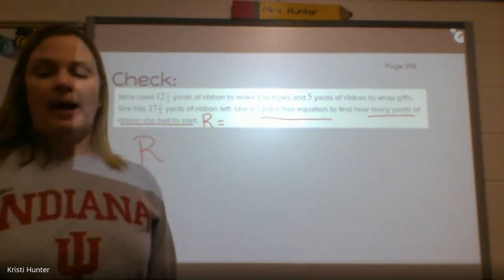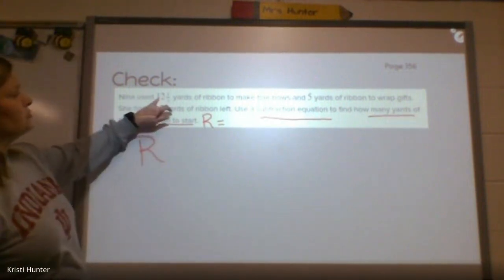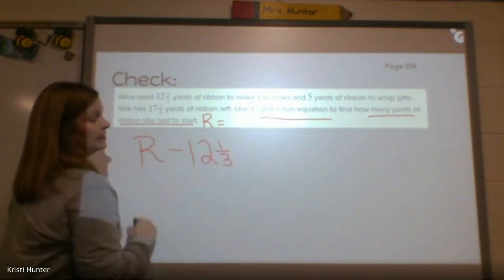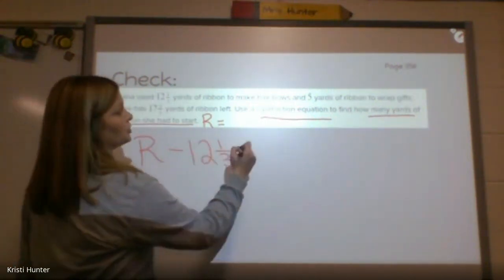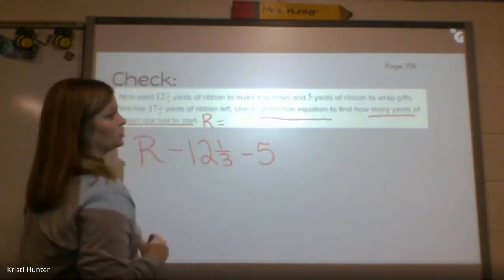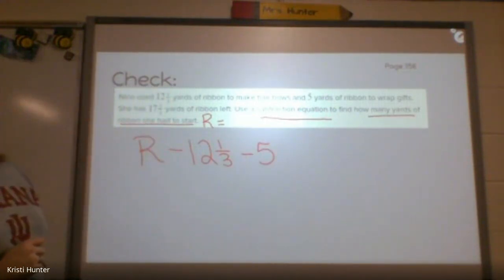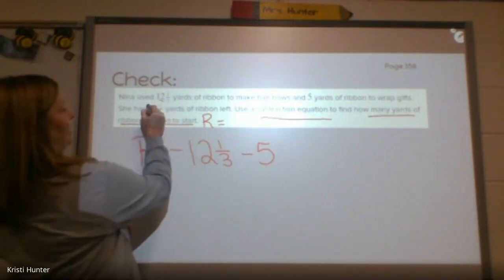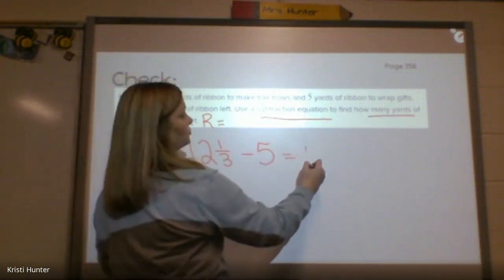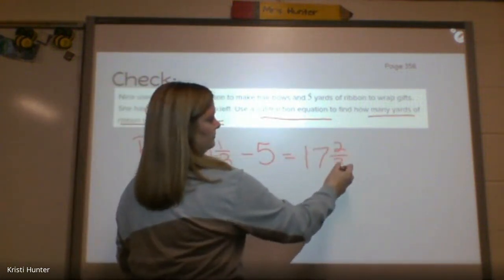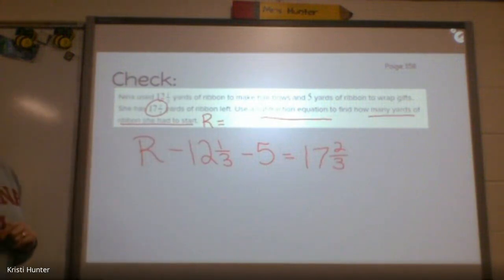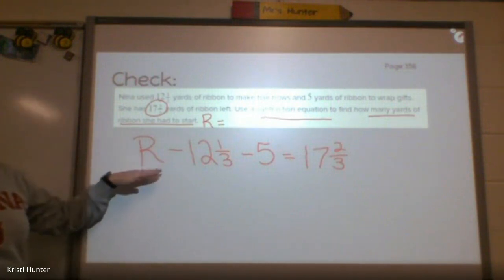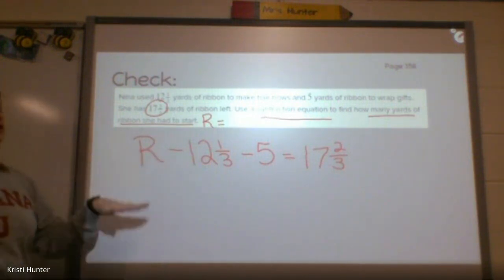So thinking more about this problem, I know she used 2 1/3 yards of ribbon to make hair bows. I also know that she used 5 yards of ribbon to wrap gifts. And I know that at the end, she had 17 2/3 left. So this is the subtraction equation that I'm going to use.